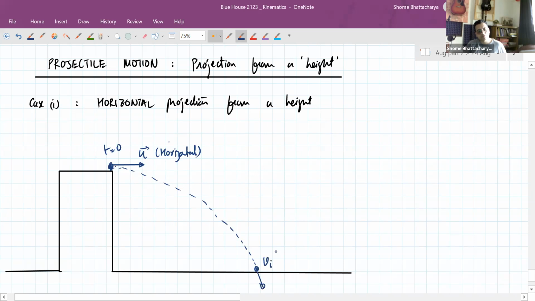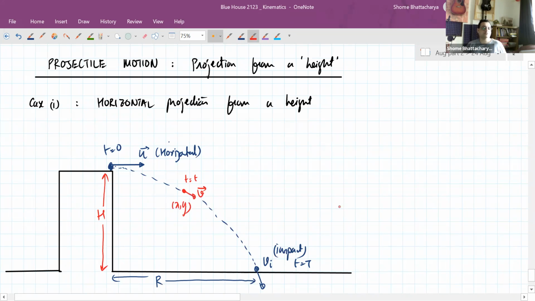So this is the impact, which is happening at time t, and let's say this height from which we are throwing it is capital H, and this distance at which it lands is r, and at some intermediate time in between, let's say it's over here, it has a velocity v and it has coordinates x and y, whatever.